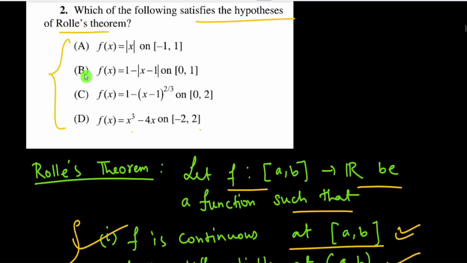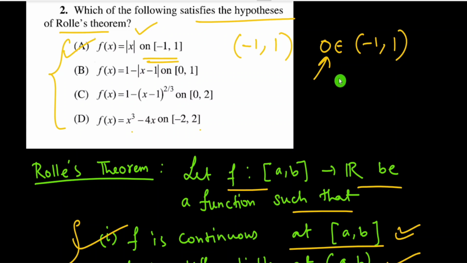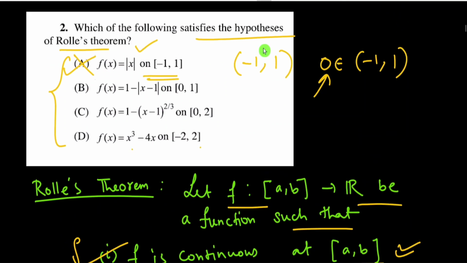Now for the first option, mod x on [-1, 1], this is clearly a continuous function on [-1, 1], and we have to check the differentiability of mod x on (-1, 1). Now 0 belongs to (-1, 1), but the function mod x is not differentiable at x equal to 0. Therefore this does not satisfy the second condition of Rolle's theorem. So this does not satisfy Rolle's theorem.